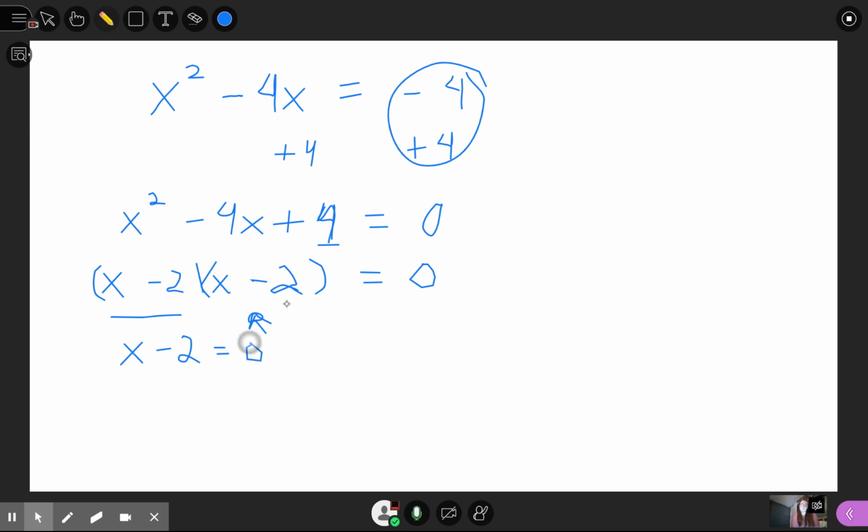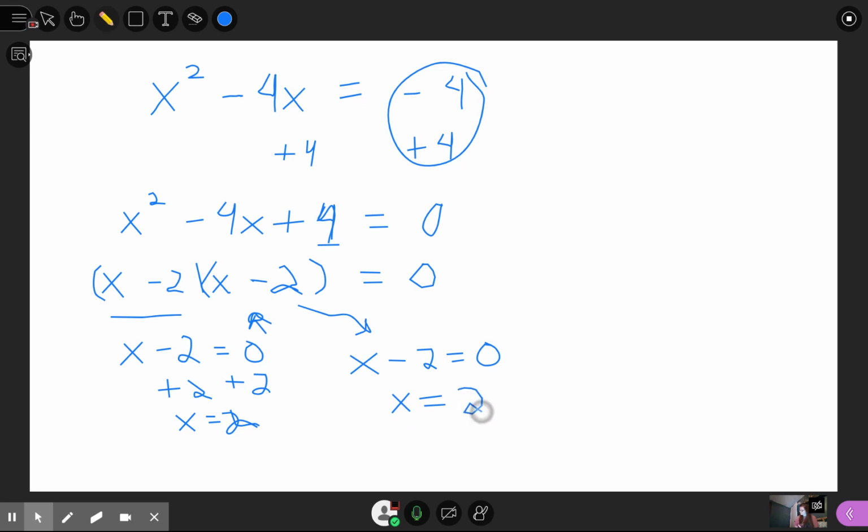So we'll set that x minus 2 equal to 0, and we'll set this x minus 2 equal to 0. So this is how you solve. Set each factor that you factored out equal to 0, and then you solve each of those equations. So we add 2 to both sides, and so we have x equals 2. And over here on the other one, it's the exact same equation. So we get x equals 2 on this one.